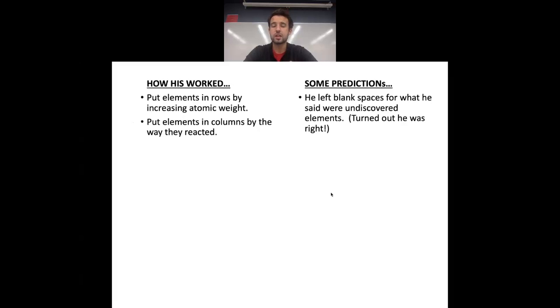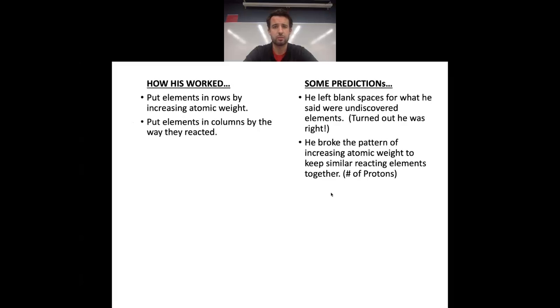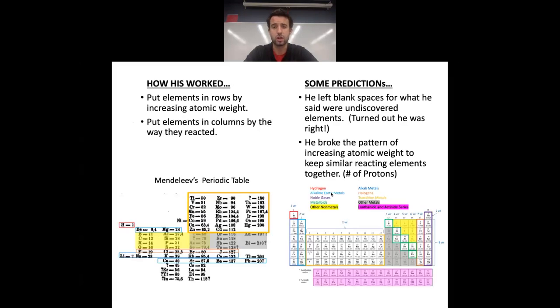Now, when he did those two things, we hadn't discovered all the elements at this point in time. So there were blank spaces where he thought elements would be, and it turned out he was right. He also broke the pattern of increasing atomic weight to keep similar reacting elements together. And that kind of goes to the number of protons.